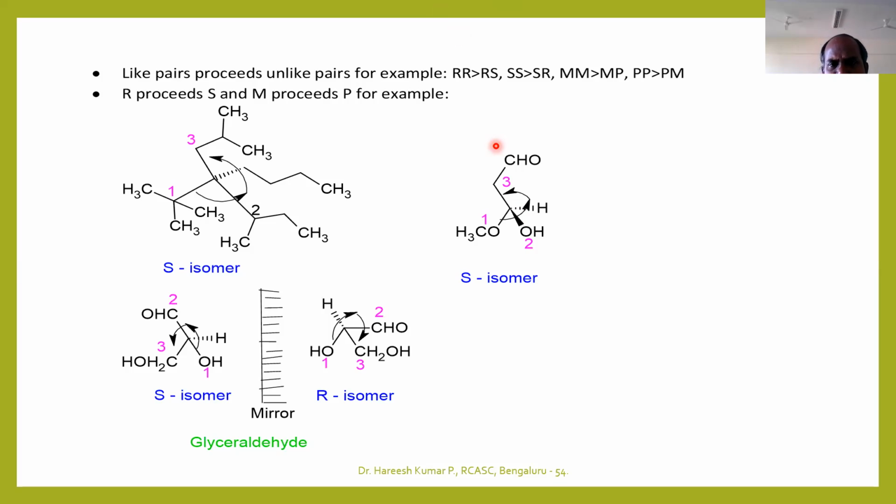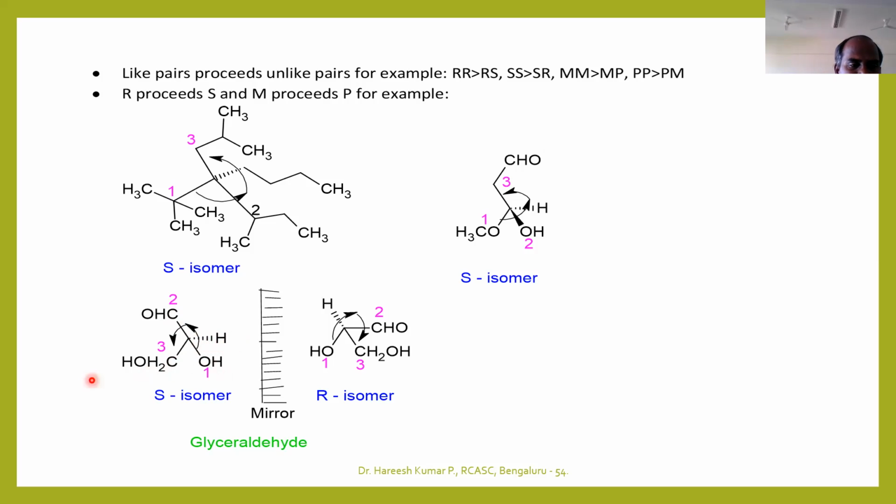Right. So next, let's take an example of glyceraldehyde. In glyceraldehyde, here I am taking the mirror images of each other. You can observe that this is the first priority, CHO is the second priority, and CH2OH is the third priority. And of course, hydrogen is away from the observer.